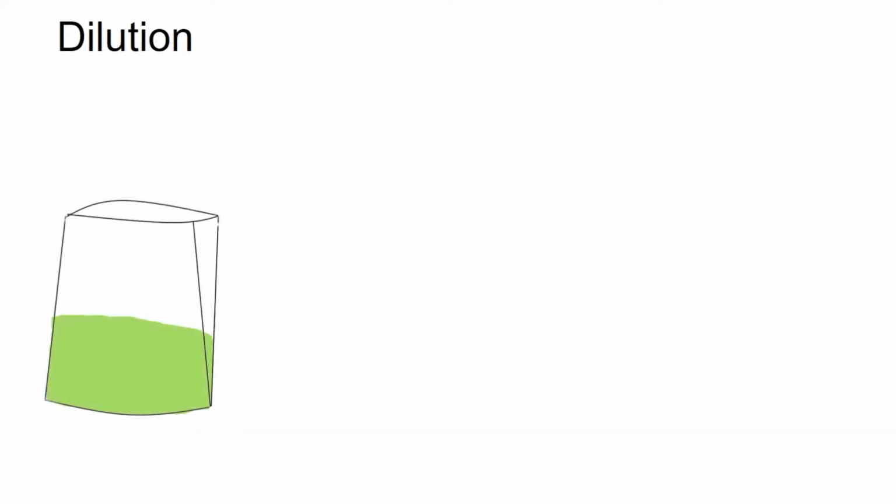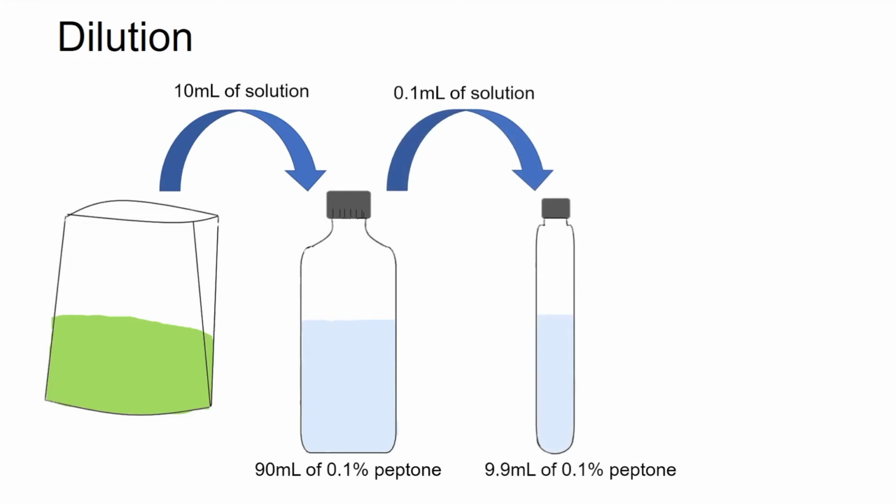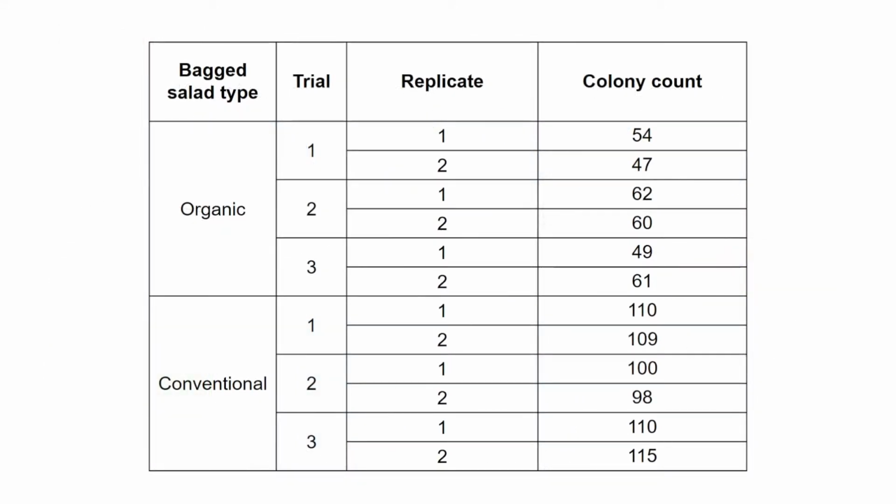10 milliliters of the solution was then taken and added to 90 milliliters of 0.1% peptone solution. From this solution, a 100 times dilution was made before spread plating 0.1 milliliters of the final dilution onto tryptic soy agar in duplicates. These are the plate count results after incubation.